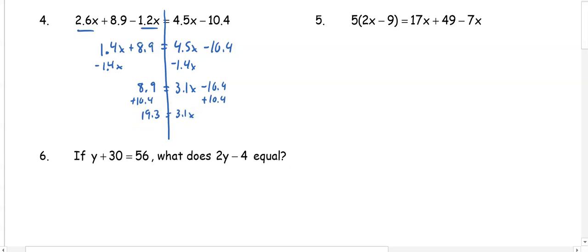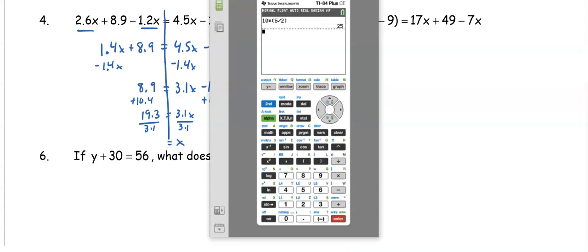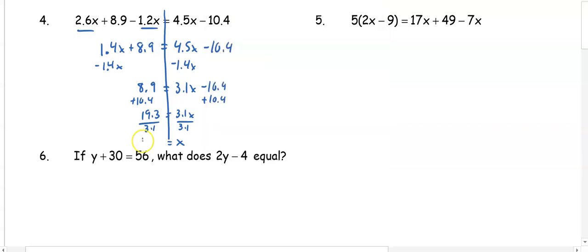When we divide by 3.1, we're going to get a decimal, and because our problem was a decimal, we can leave our answer in a decimal, rounding to 2 decimal places. So if we put in our calculator 19.3 divided by 3.1, that's going to round to 6.23.